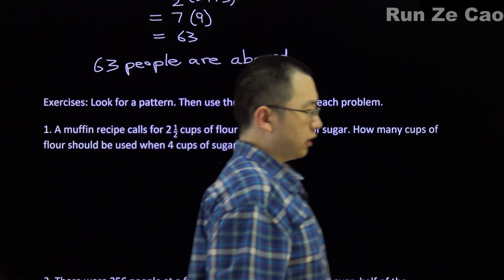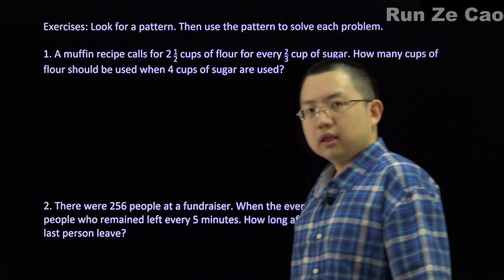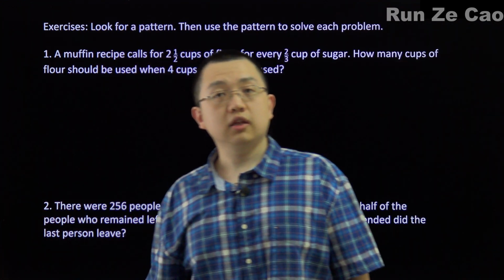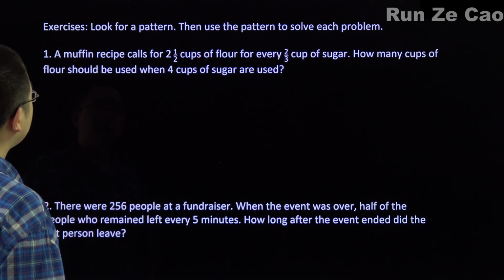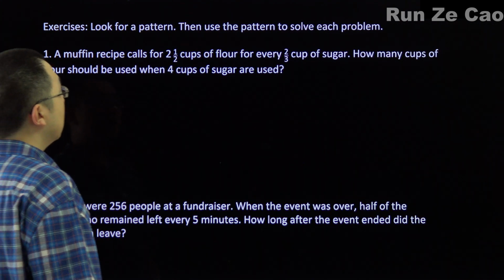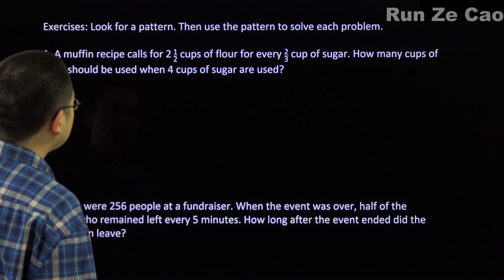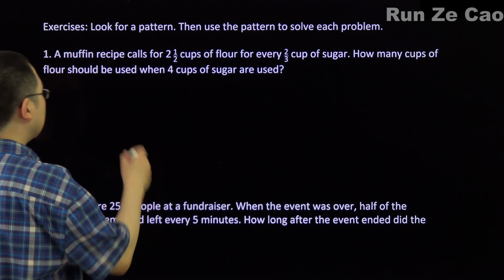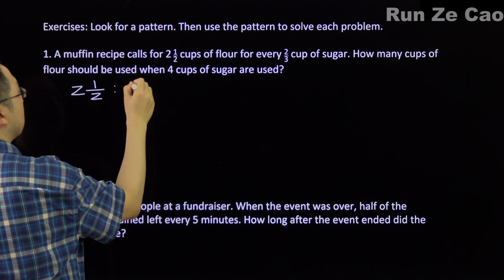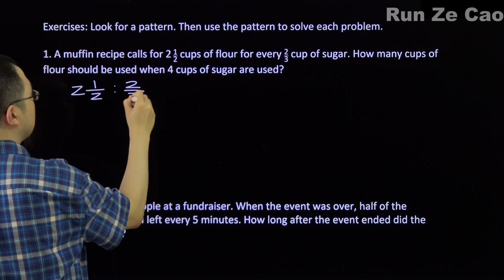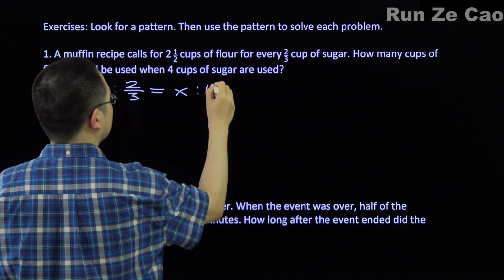Now let's say we look for a pattern with these problems. In this case, a pattern could be just a fixed ratio, such as a muffin recipe calls for 2.5 cups of flour for every 2/3 cup of sugar. How many cups of flour should be used when 4 cups of sugar are used? So 2.5 to 2/3 is equal to x to 4.